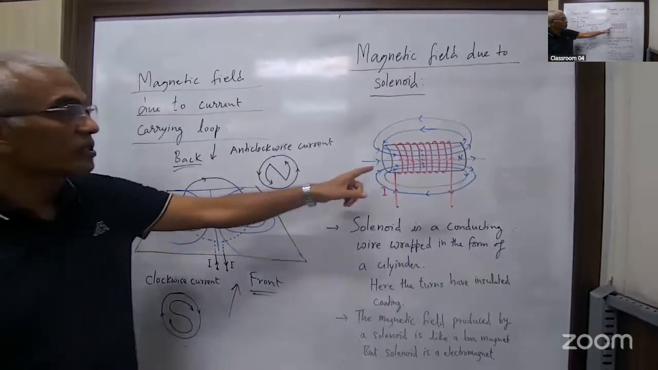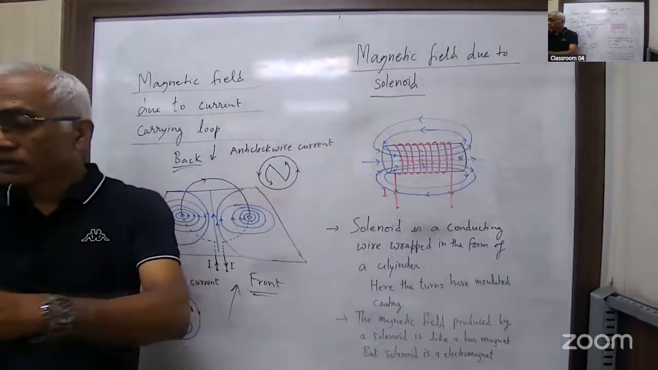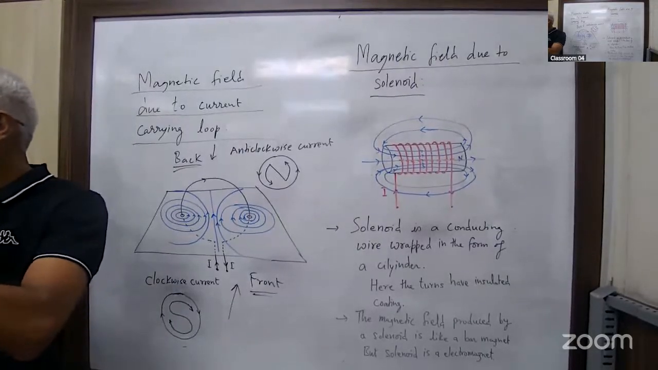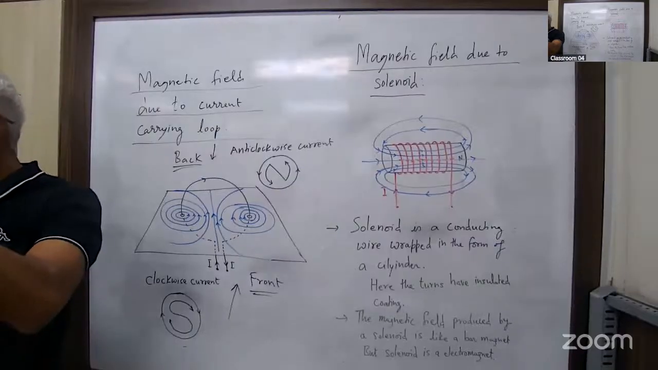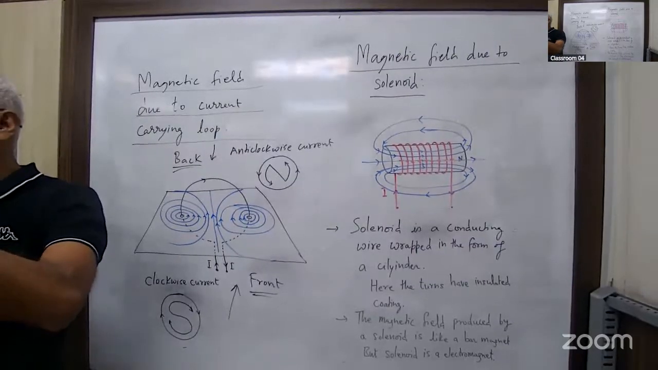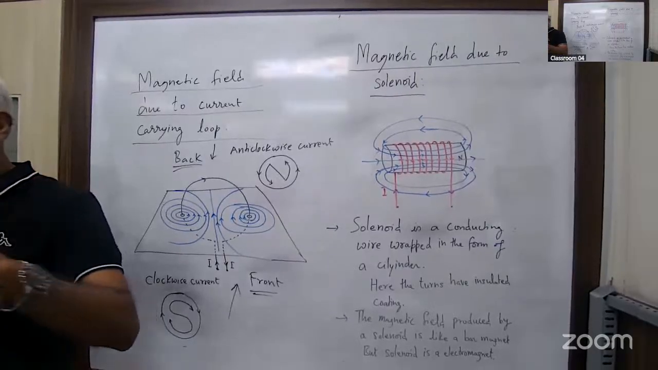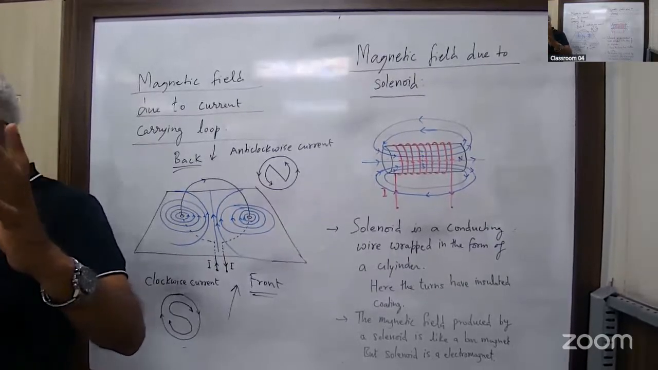So what is this? This that we have got is only for support, meaning how to wrap the wire? It could be a plastic pipe or it could be a cardboard cylinder just to wrap the wire. You can remove it after. Okay, once you have wrapped the wire, you can remove it.